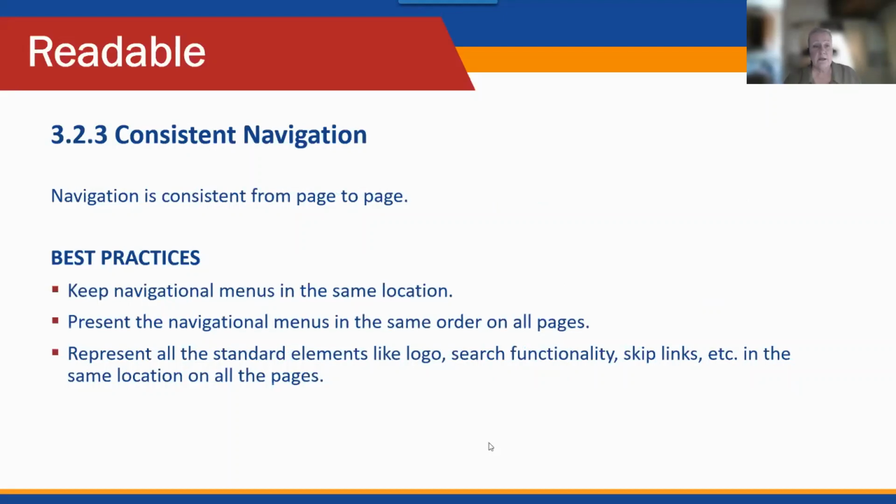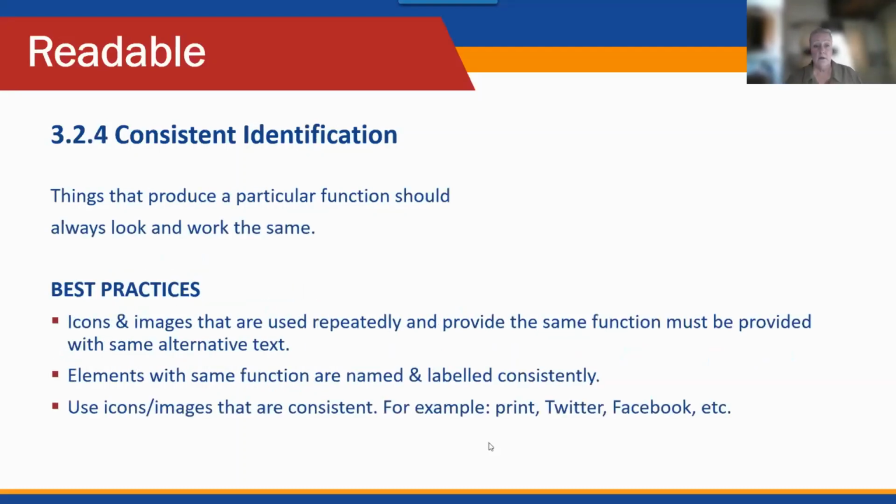Also, consistent navigation. Your navigation should be consistent page to page, meaning you're going to find the nav menu in the same area, and all the standard elements like the logo, search functionality, etc., and skip links in the same location on the page. Also, consistent identification. Let's say you're using social media and you have your icons for Twitter, how to print a page, Facebook. They should all be in the same location, and use consistent icons in the presentation.